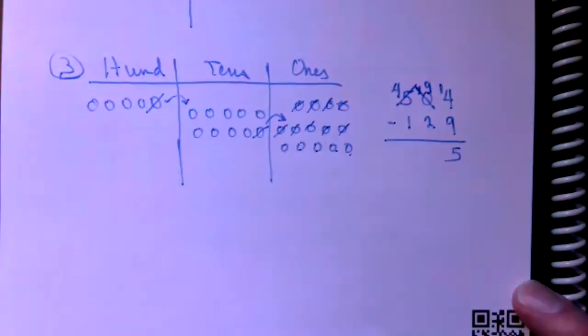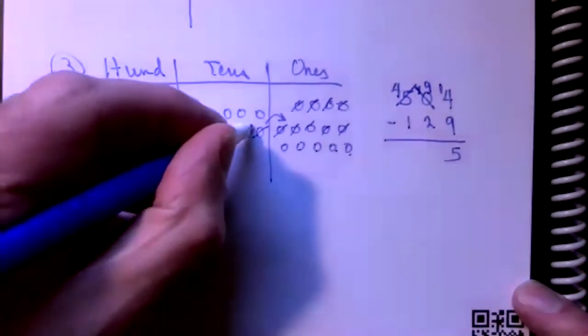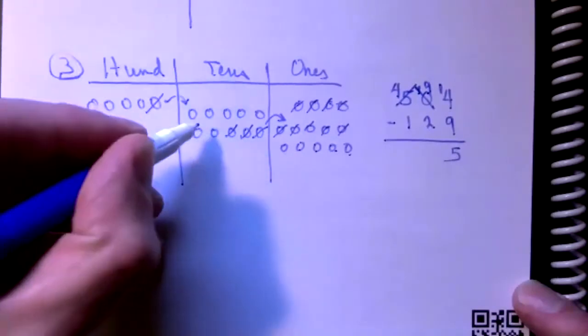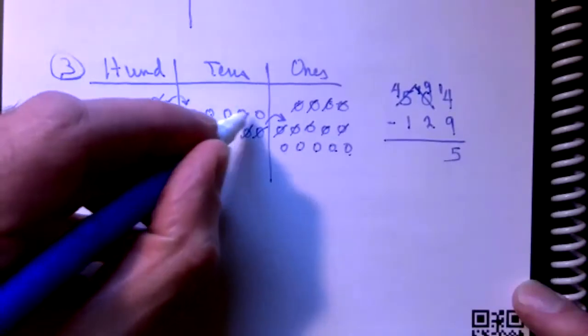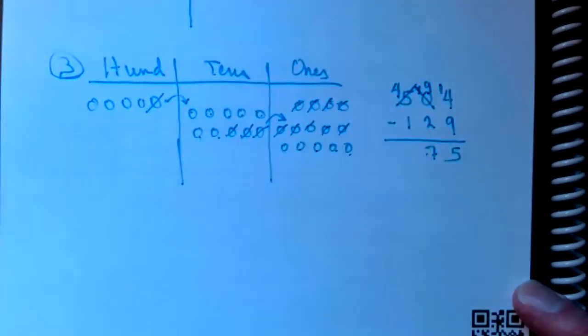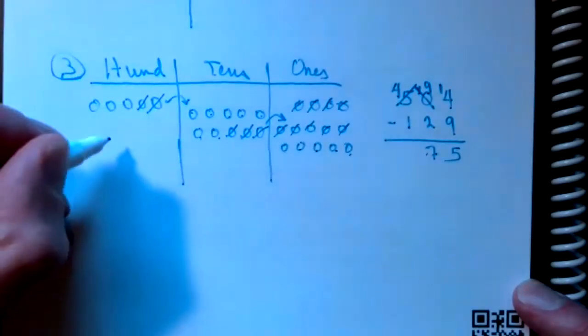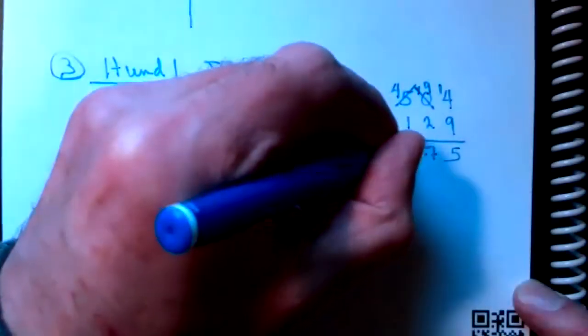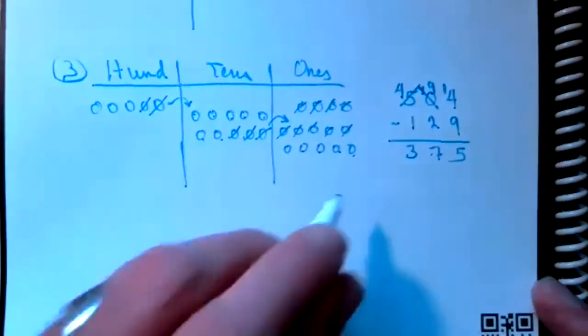Okay, what next? Take away 2 from the tens. Okay, we're taking away 2 from the tens place, and we can see what we're left with. 1, 2, 3, 4, 5, 6, 7. So we have 7 there. And finally, what? Take 1 from the hundreds. Right, we take away an additional 1 here, and we can see that we are left with 3 hundreds.